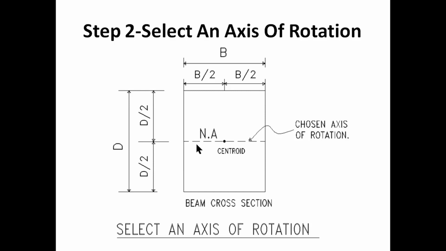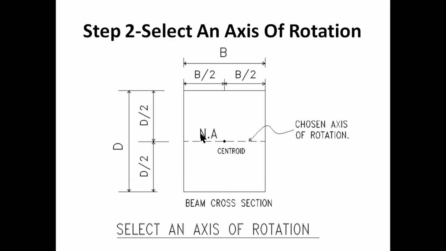For a simple rectangular beam with transverse loading, which causes the moment to rotate about the major axis, I would choose my axis of rotation to pass through the centroid, which coincides with the neutral axis. Why do you think this might be the best location to select the axis of rotation? Have a think about it.